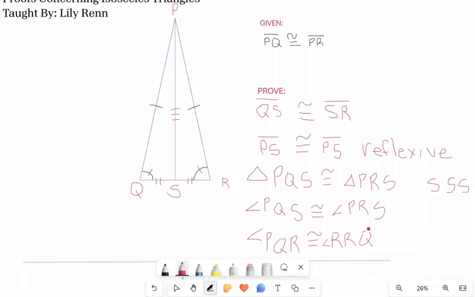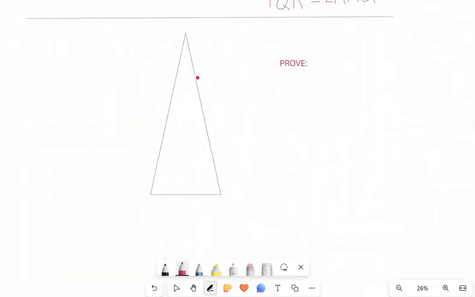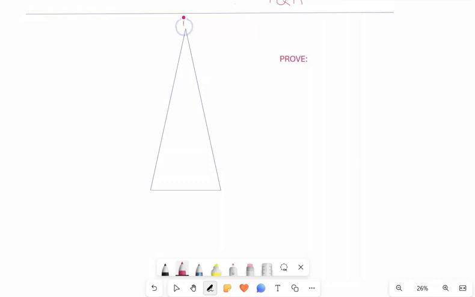Now let's look at another way to prove these congruent parts in an isosceles triangle, this time starting from angles instead of sides. So let's look at a different angle. Get the pun. We're going to scroll down here, and we have another triangle. Let's label it the same: P, Q, R.